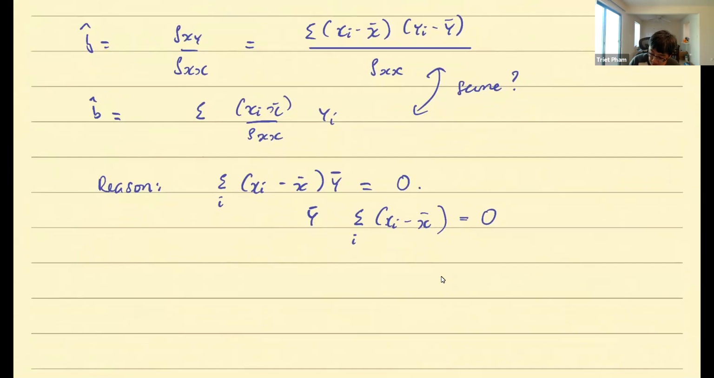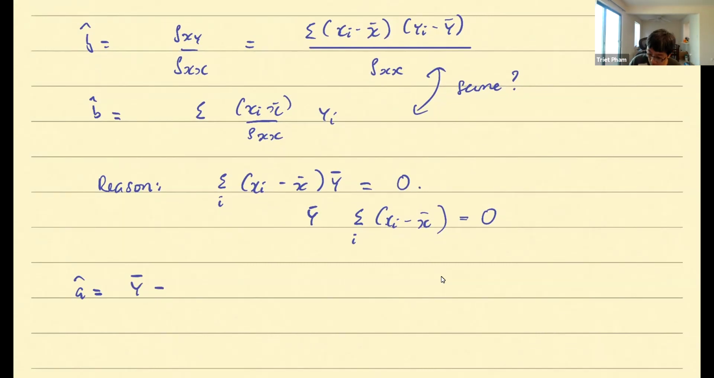What about the a hat? So the a hat, right? By the way, this is a homework problem from the text, but let's take a look. Y a hat is y bar minus b hat x bar. Okay. Now, what do we want to do?